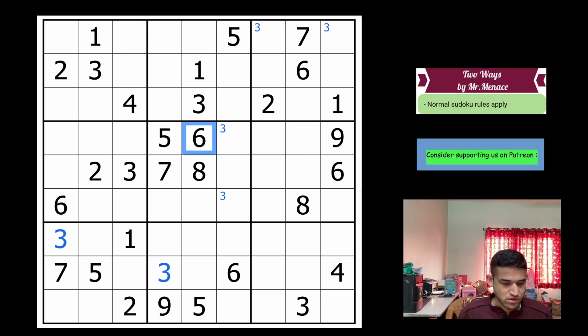6 in columns 5 and 6, so that gives me 6 in one of these two cells, and 6 in box 1 has to go here. 6 in box 7 goes here, and that eliminates the 6 here, gives a 6 here and forces a 6 here. And 6 in column 7 must be in one of these two cells.